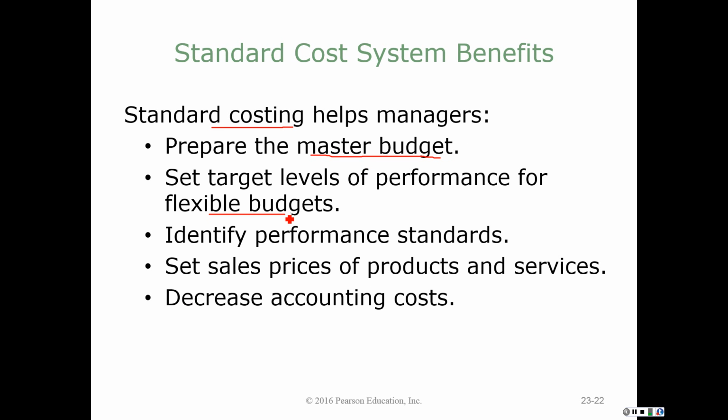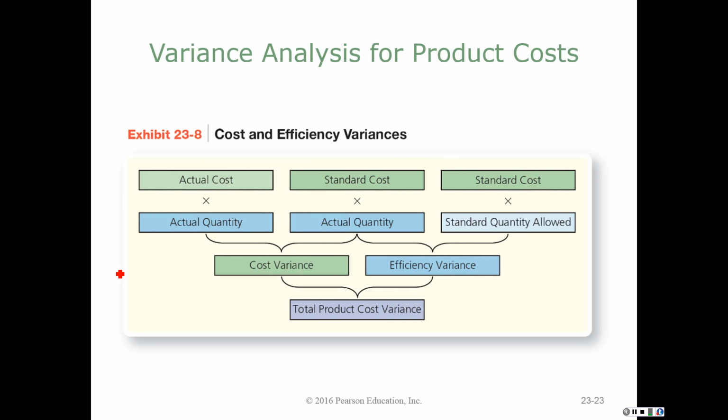It can help me to identify performance standards. Are we using more or less labor, more or less material than we thought? It helps me to determine my sales prices, because if I know the cost of my product and I know the return that I want to generate on that product, then I can determine what an appropriate sales price would be. And if we incorporate the standard costing process appropriately into our accounting information system, then it can actually generate more efficient accounting, less accounting cost.